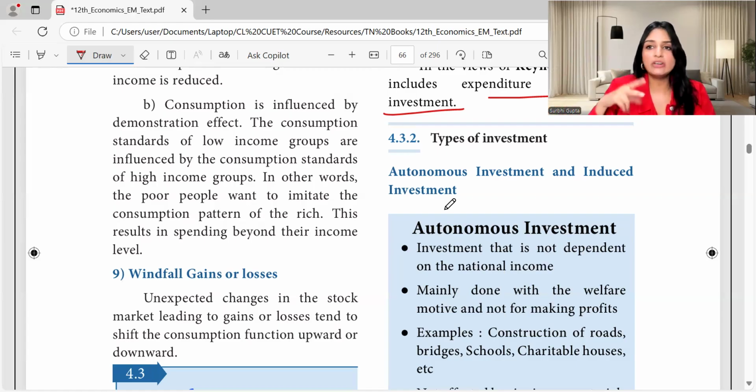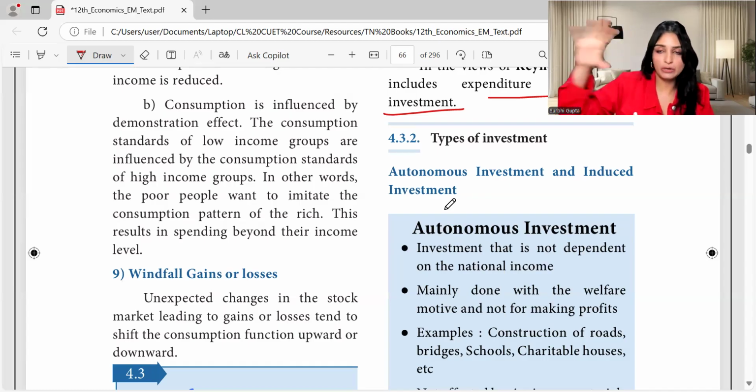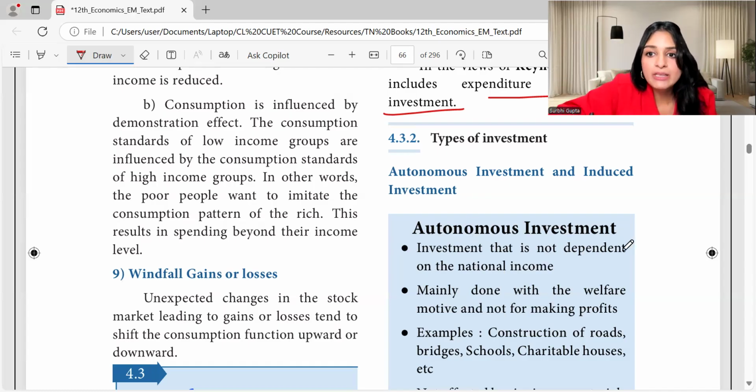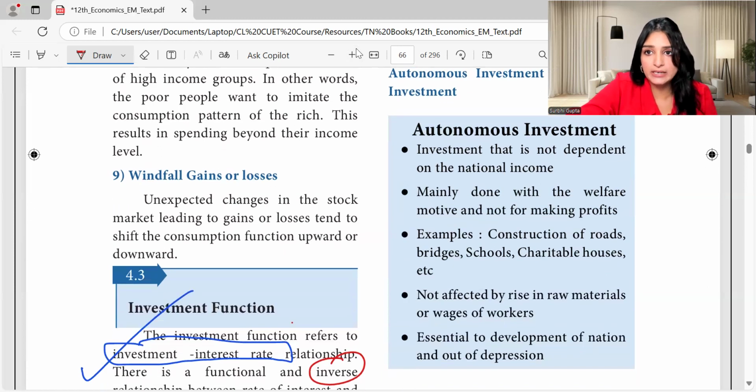That's the kind of thing, and there's a relationship that we'll understand. That's a more technical relationship. But first, let's understand autonomous investment, that is not dependent on the national income. Because our government is undertaking investment, the government is not thinking of the GDP. Government knows that it needs to undertake 100 crore worth of investment in infrastructure, it will undertake it. So that would be autonomous investment, mainly done with the welfare motive and not making profit.